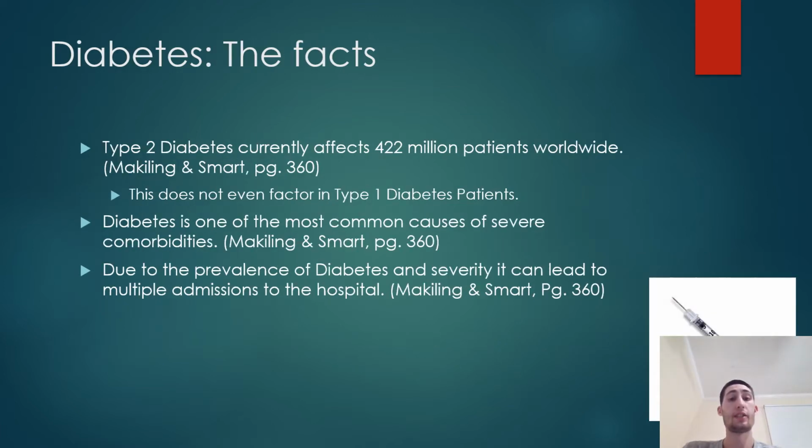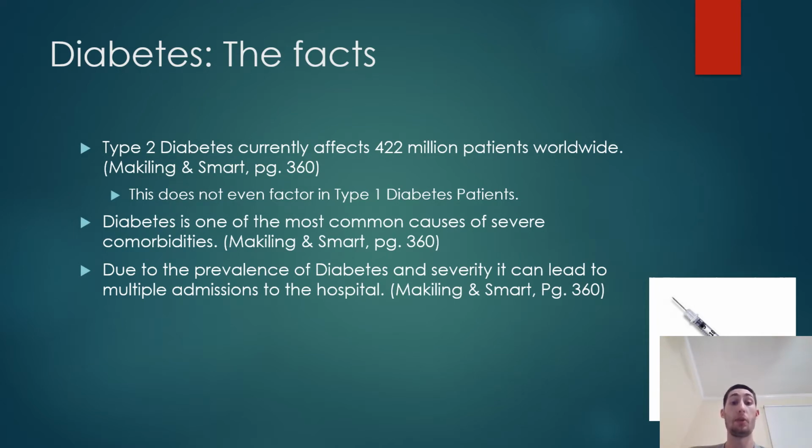Here are some facts about diabetes. Type 2 diabetes alone currently affects 422 million patients worldwide. This isn't even including type 1 diabetics who are born with the disease. These are only the patients who develop the disease later in life.